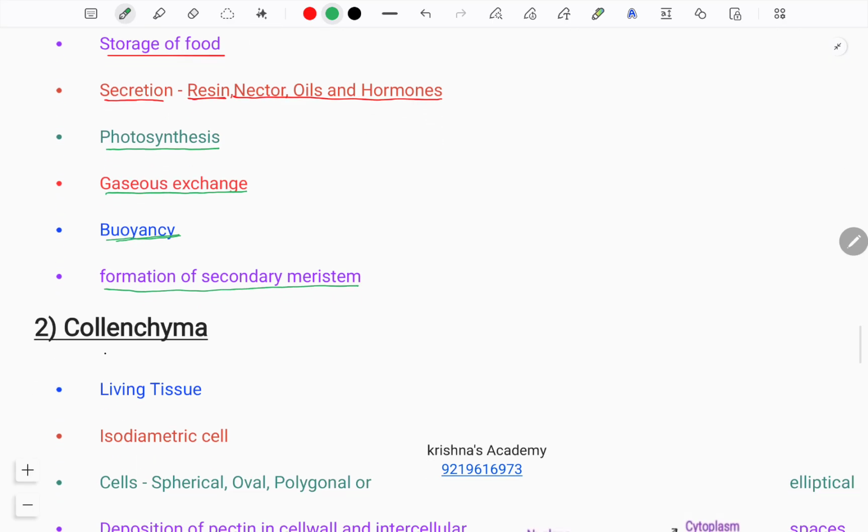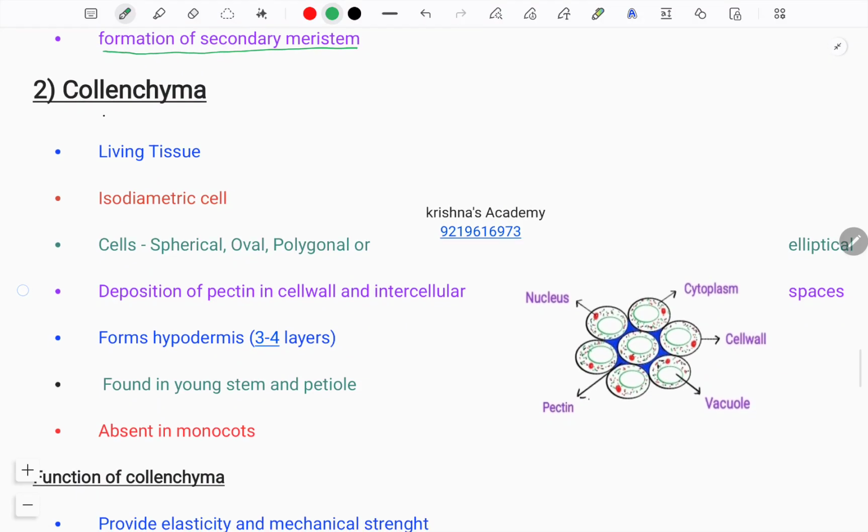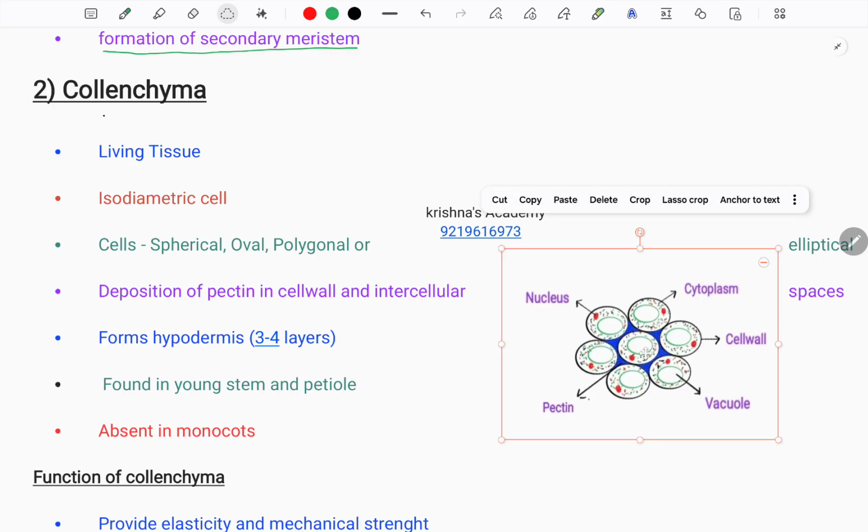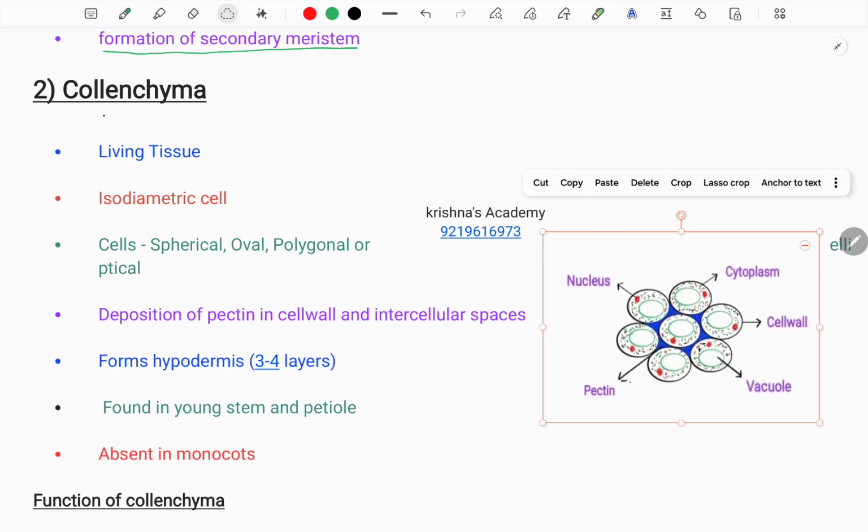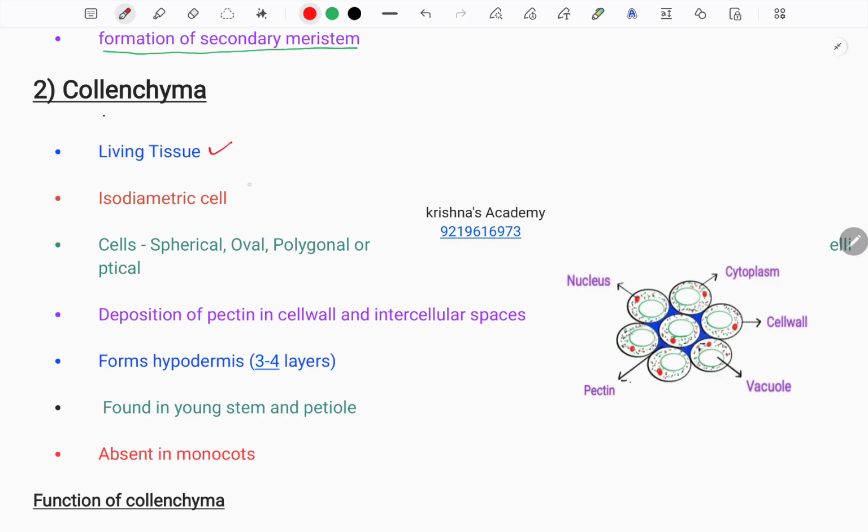Now, the second type is collenchyma. What is collenchyma? It is also a living tissue, like the parenchyma. But the difference is thickened walls. And the other properties: living tissue, isodiametric cells, spherical or polygonal cells, they may be elliptical also. Deposition of pectin in the cell wall and the intercellular spaces. That's why the intercellular spaces may be absent or very small in size.